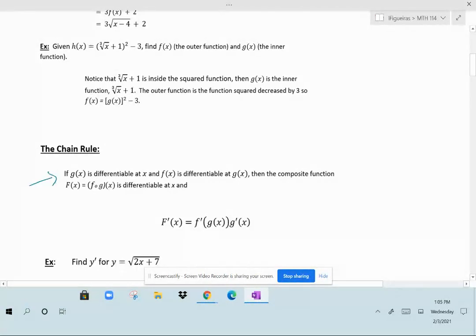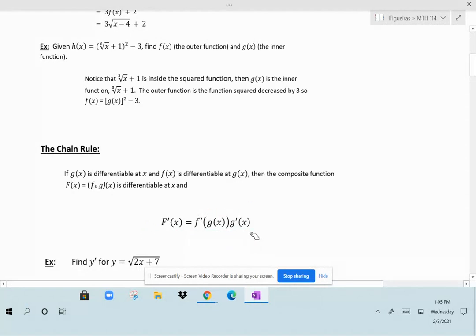So if g of x is differentiable at x and f of x is differentiable at g of x, then the composite function f of g of x, which we're calling capital F of x, is differentiable at x, and the derivative F prime is f prime of g of x times g prime of x. So in other words, with chain rule, when you're taking the derivative, you have to take the derivative of the outside function first and then multiply that by the derivative of the inside function. And the inner function stays the same when you take the derivative of the outside function.